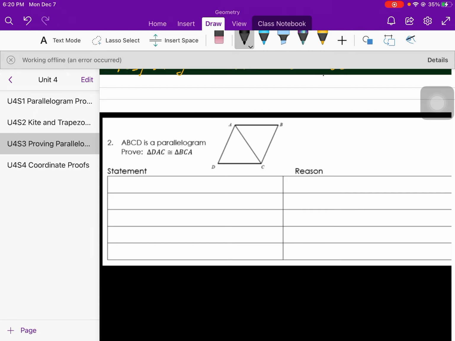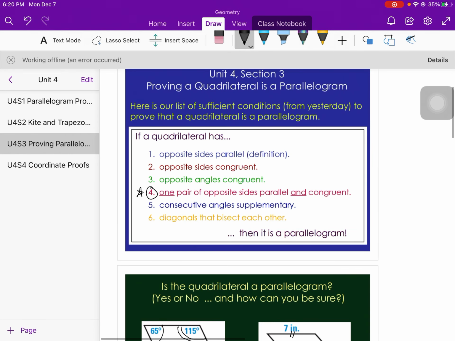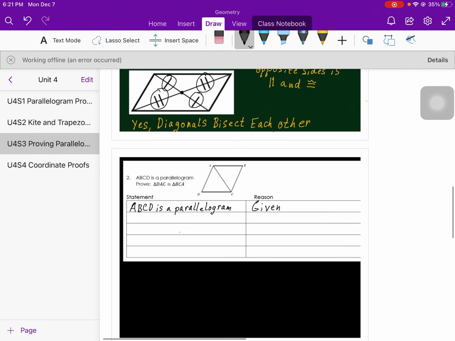So just like usual, we are going to do our given, which in this case is ABCD is a parallelogram. The reason is because it was given to us. Now, for the next lines here, we can say that since we know ABCD is a parallelogram, we know any of the five that we talked about up here, or any of the six, excuse me. So we can use all of those because those are all the definition of a parallelogram.